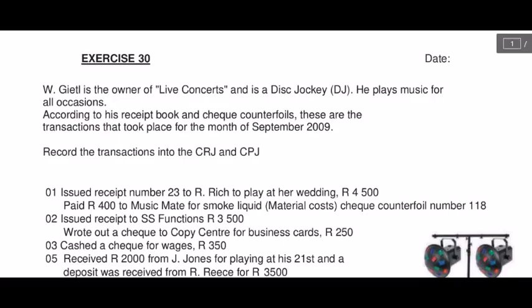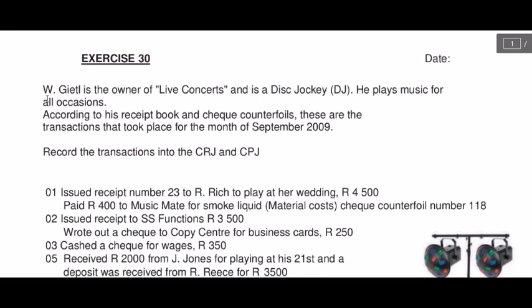Good morning, boys. This is the last CRJ and CPJ combination exercise that we are going to do. So by now you need to know what you are doing, and I'm going to try to go through it a little bit faster than I did with exercise 29. Okay, so it's for the same company.